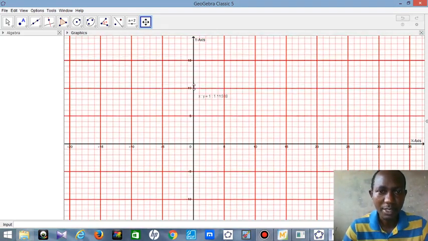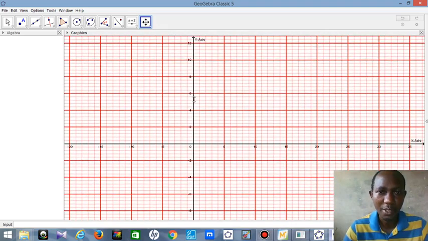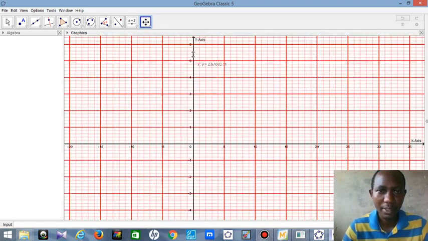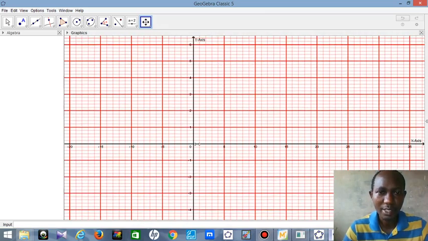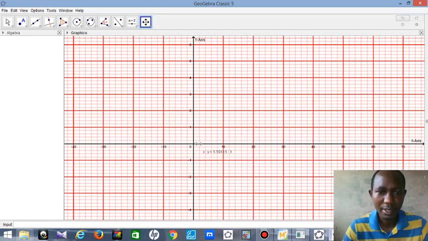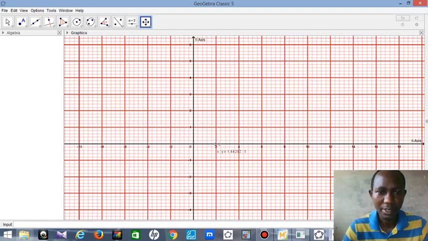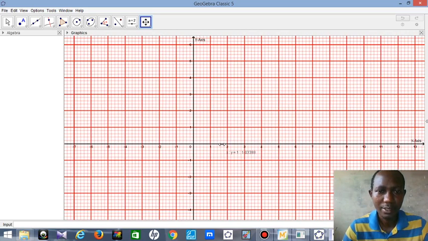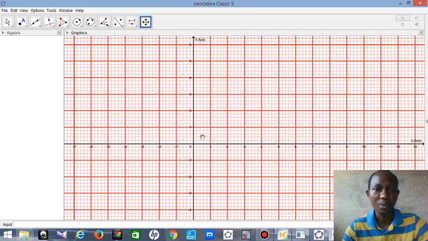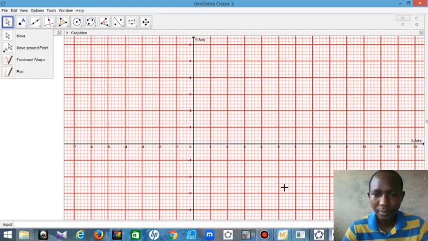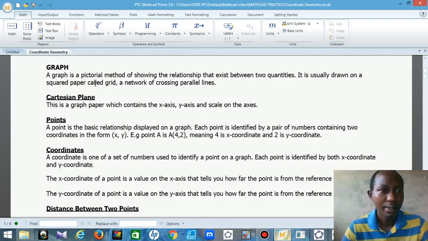Let me put the setting back to 1 unit. So this is 1 centimeter to 1 unit, and the x-axis also, 1 centimeter to 1 unit. Alright, let's go to our write-up. So that is the Cartesian plane. To take note of that is very, very important.